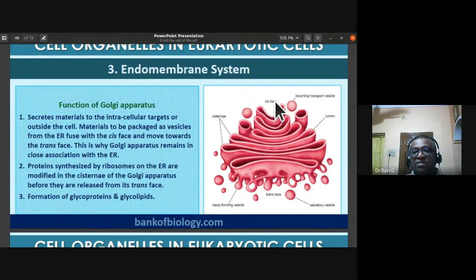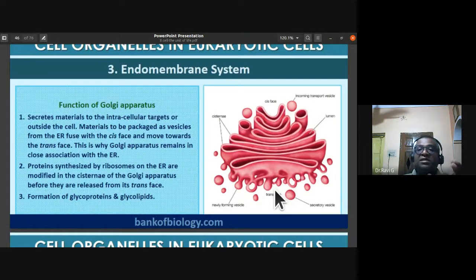They fuse with this materials which has to be packaged from the ER. They fuse with the cis phase and move towards this trans phase. So this is the reason that Golgi apparatus remains closely associated with endoplasmic reticulum. They are the packaging unit of the cell, Golgi apparatus.